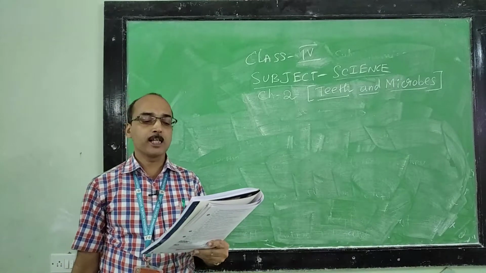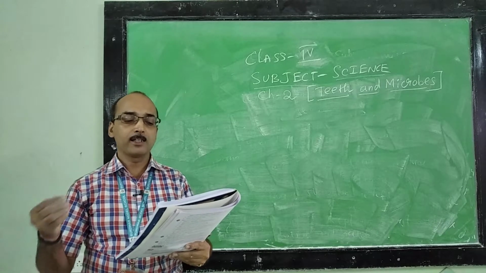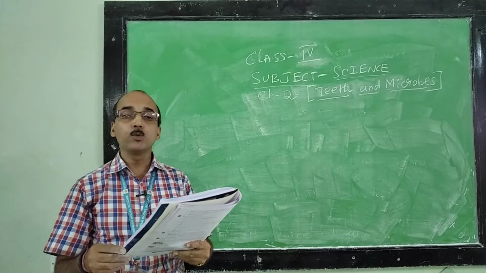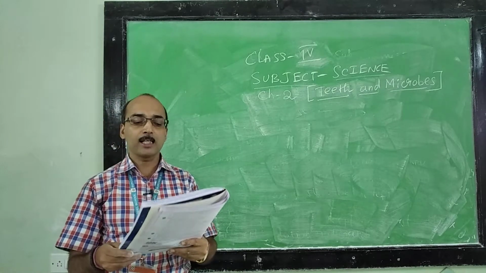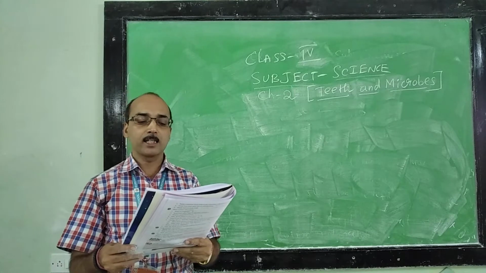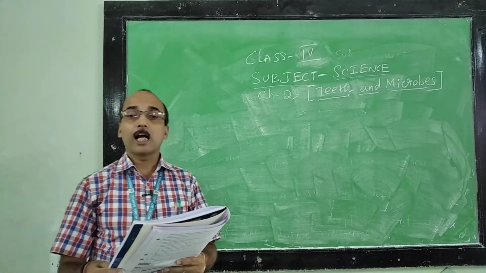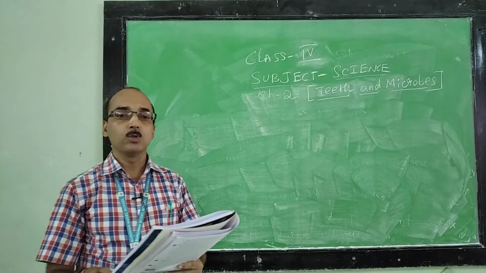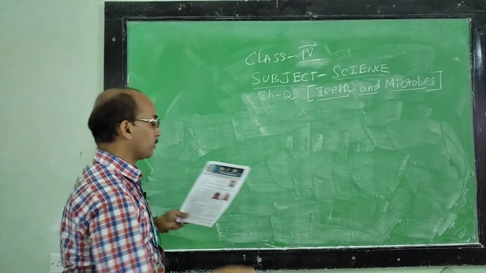So by the age of 6 or 7 years, a child starts losing the milk teeth one by one and it is replaced by a new set of teeth called permanent teeth. Every adult usually has a set of 32 teeth, 16 in the upper jaw and 16 in the lower jaw.